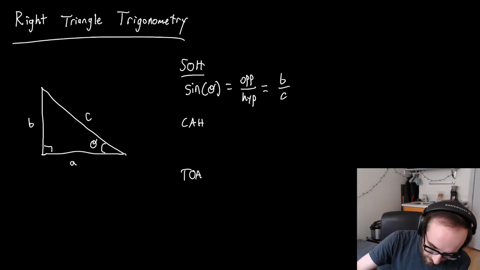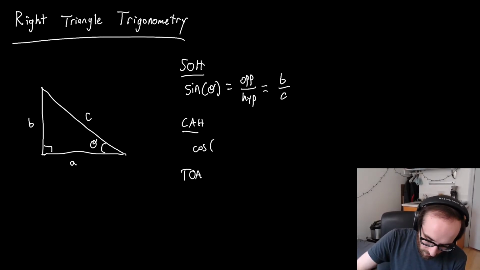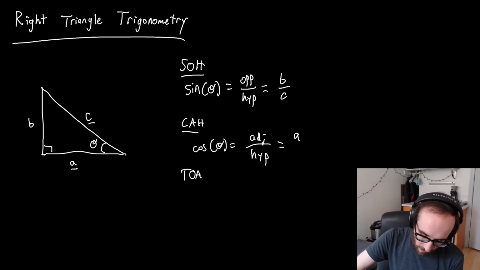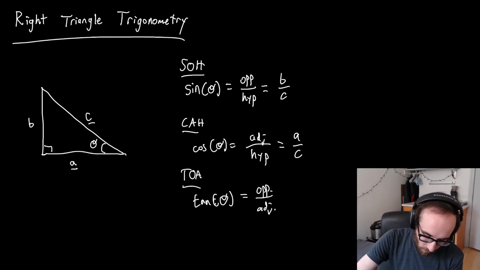Similarly, cosine of theta is adjacent over hypotenuse, which in this case, the adjacent side is A, and the hypotenuse is C. Finally, tangent of theta is equal to opposite over adjacent. So for theta, the opposite side is B, and the adjacent side is A, so B over A.